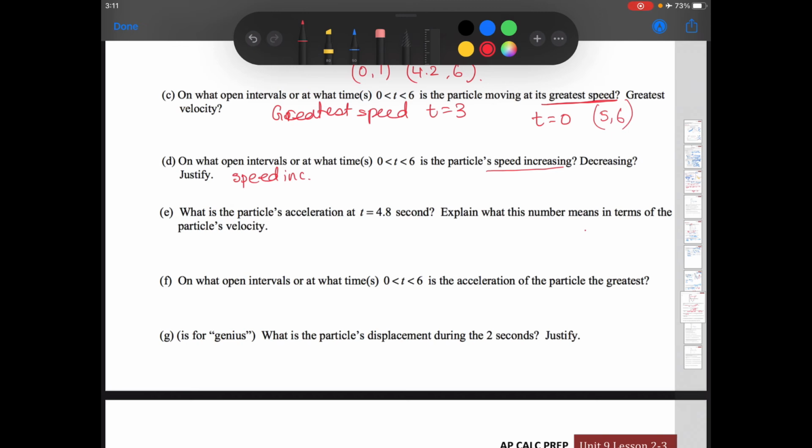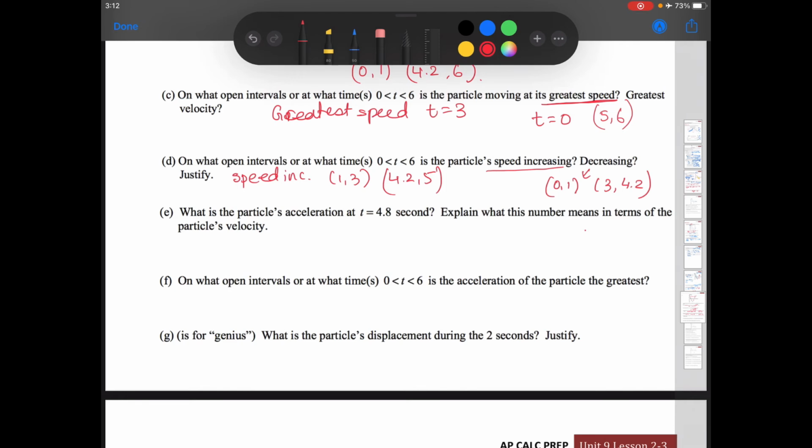So let's write that down. Its speed is increasing, or speeding up, from 1 to 3 and 4.2 to 5, and speed decreasing is from 0 to 1 and 3 to 4.2.